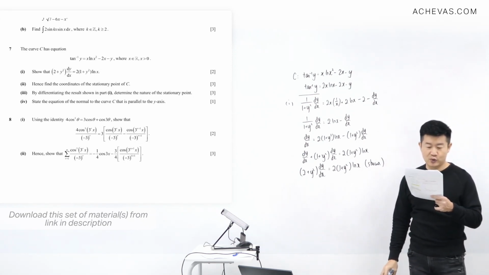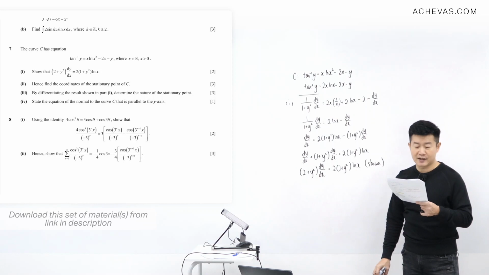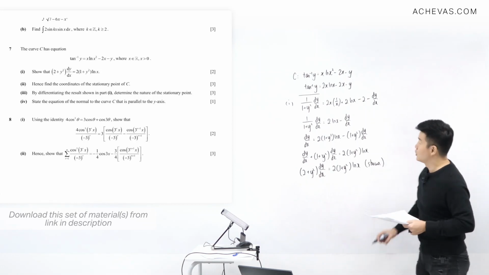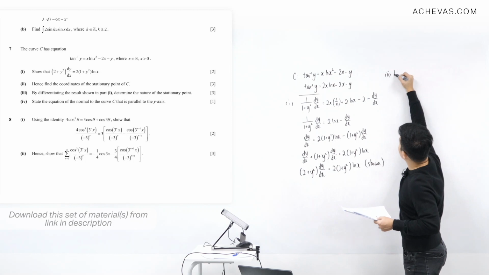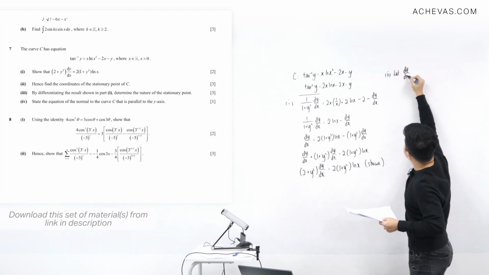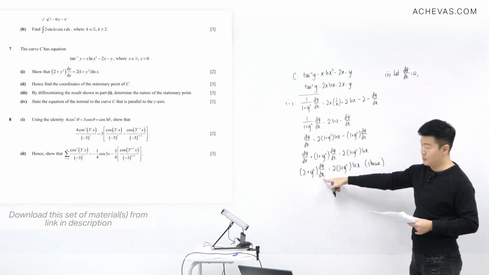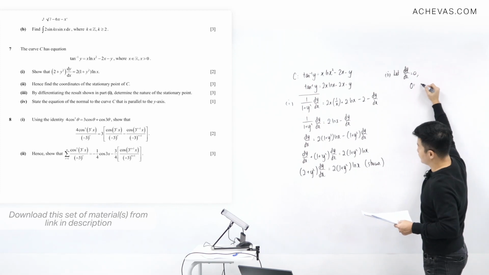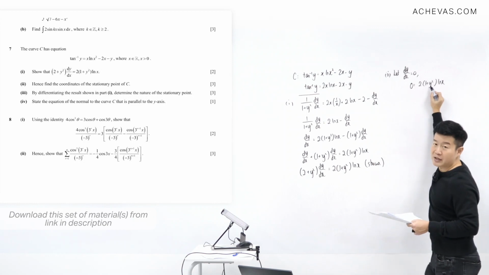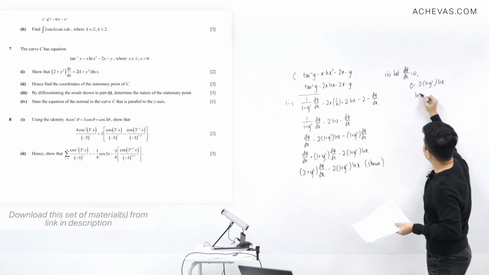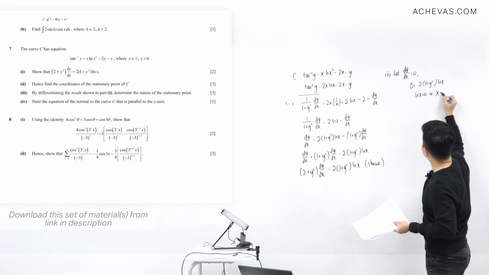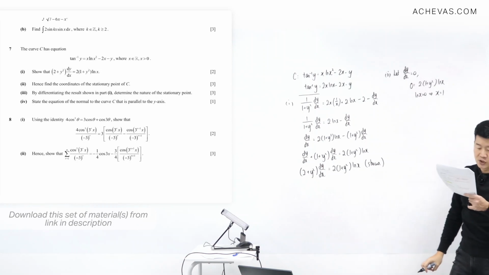And next, we are supposed to find the coordinates of the stationary point. Stationary point is when dy/dx is equal to 0, correct? So for part 2, we let dy/dx be equal to 0. From this equation, 0 is equal to 2(1 + y²) ln x. And 1 + y² by itself cannot be equal to 0, so it leaves me with just ln x equal to 0. This tells me that x must be equal to 1. So we have the x coordinate.